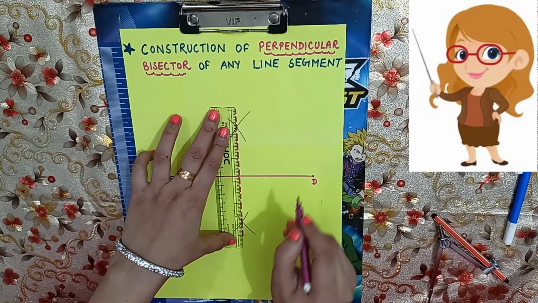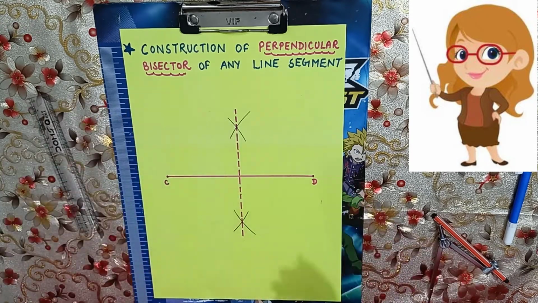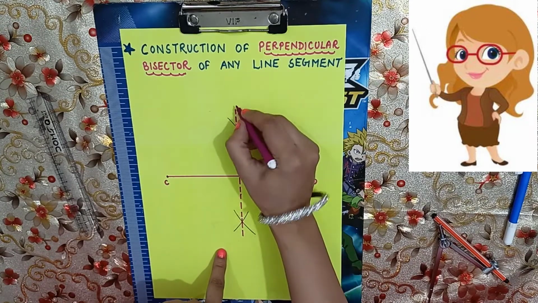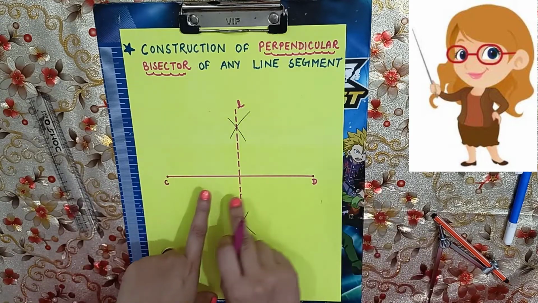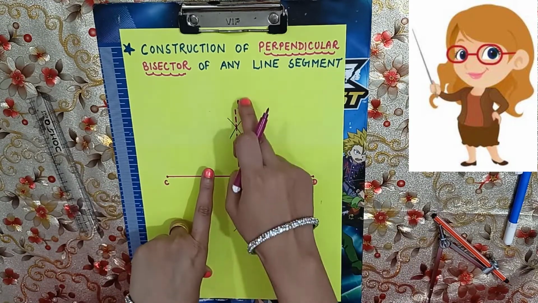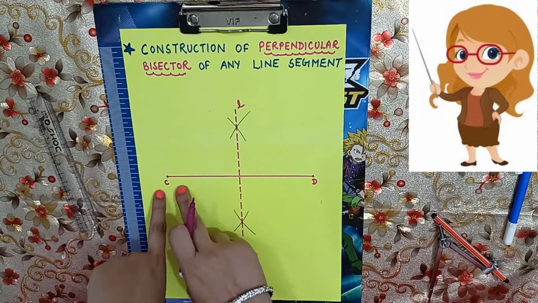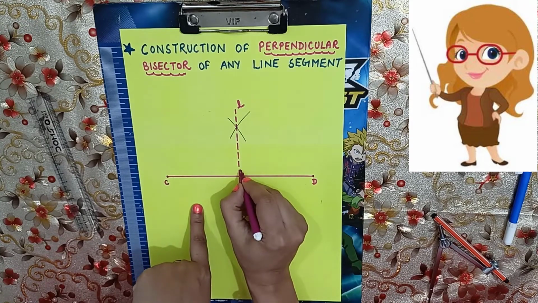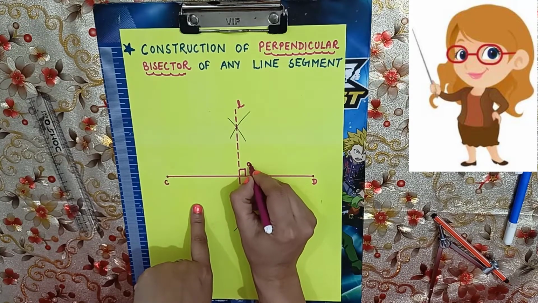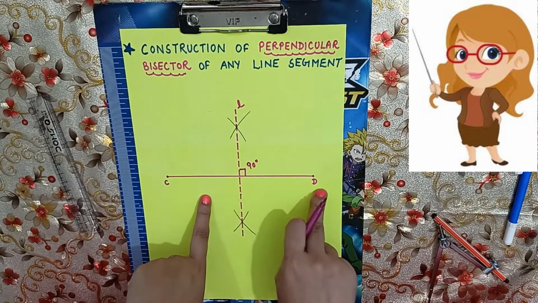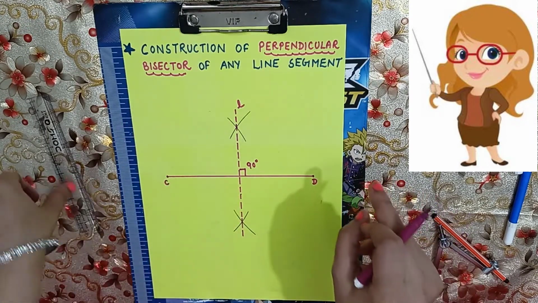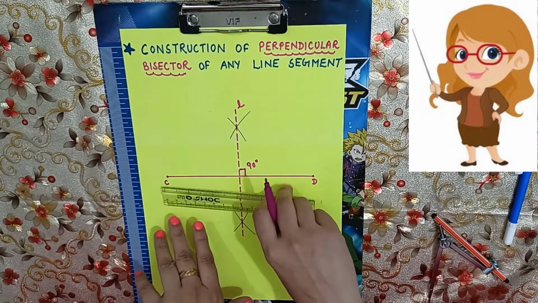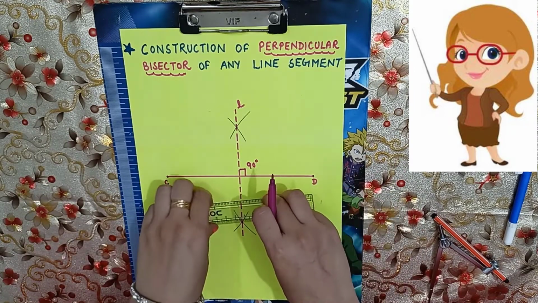See. Okay. Let's name this line L. You can name it. Okay. So now you can see that L is perpendicular to CD. It is making an angle of 90 degree, plus now we will check that this line will divide this CD in two equal parts. So let's check.